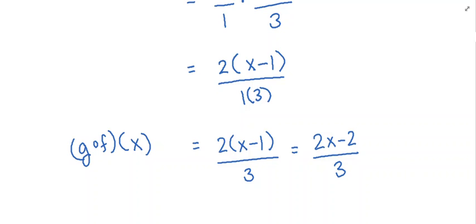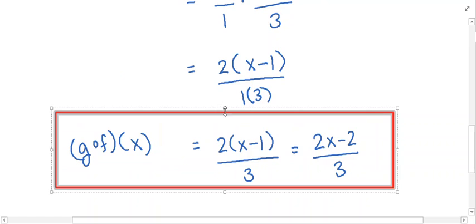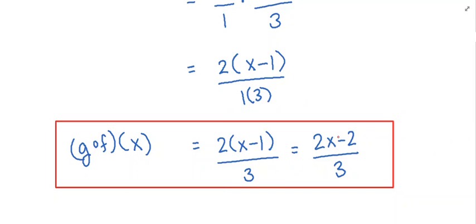Okay, so this is your simplified composite function. Let me go ahead and box this for you. Like I said, either version is correct. You are done because we have just one fraction. There is no complex fraction. You don't have a fraction within a fraction.